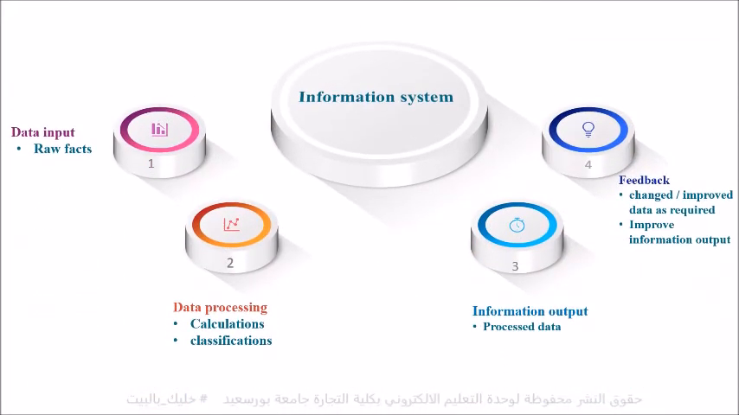An information system consists of four main steps. The first step is data input, which are raw facts such as names, dates, and prices. The second is data processing. In data processing, we do some processing such as calculation and classification. Third, information output, which is the processed data. Fourth and last is feedback, which means changing, improving, and increasing data and processing as required, and improving the information output.